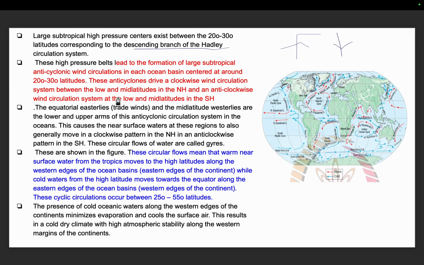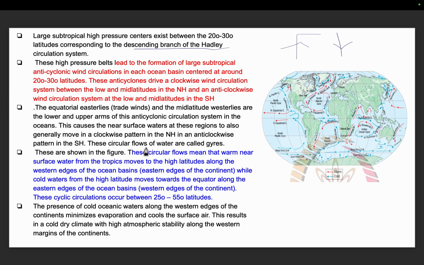Between low and mid latitudes in the northern hemisphere, and an anticyclonic wind system in the low and mid latitudes in the southern hemisphere. The equatorial easterlies, known as the trade winds, and the mid latitude westerlies are the low and upper arms of the anticyclonic circulation system in the ocean. This causes the near surface waters in this region to also generally move in a clockwise pattern in the northern hemisphere and an anti-clockwise pattern in the southern hemisphere.